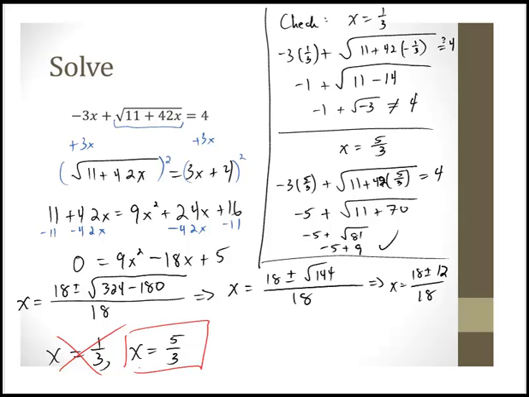So I'm looking back real quick, and I noticed I made an error, a substitution error. Up here in the check for 1/3, I substituted a negative 1/3. So let's do this check again.